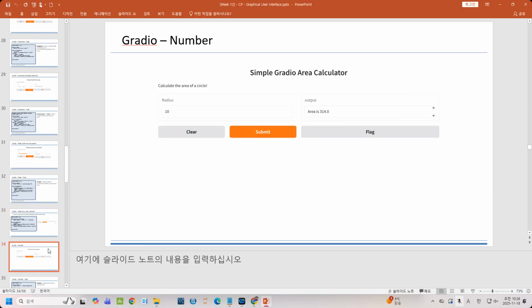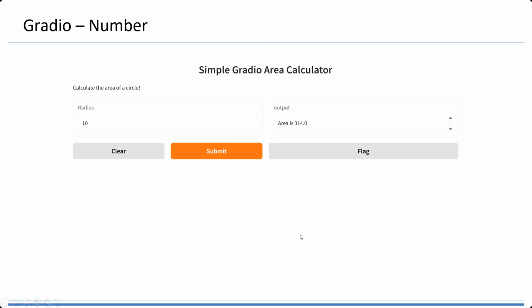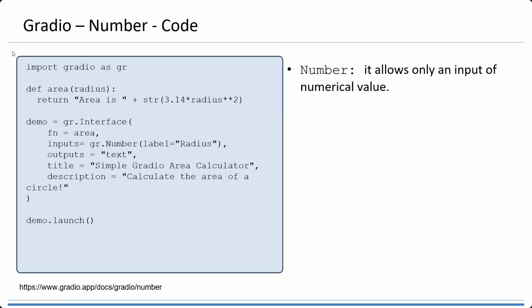The other kind of input we can use is number. The number is only a number or a numerical value without a slider. So you just input any number, let's say 10, and then it will show the area. In this case, we are using number. Number allows only an input of numerical value. So we input the number, and then the label is radius. After we get the number, it will go to this radius.